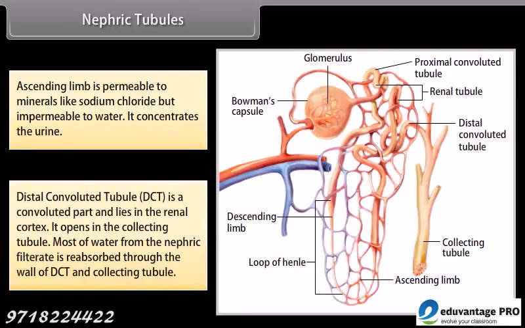Distal convoluted tubule (DCT) is a convoluted part and lies in the renal cortex. It opens in the collecting tubule. Most of water from the nephric filtrate is reabsorbed through the wall of DCT and collecting tubule.